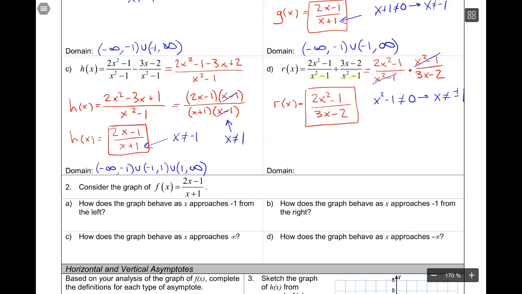This piece right here only equals 0 if 3x minus 2 equals 0. So I need to say, hey, 3x minus 2 also cannot equal 0. That tells me that x cannot equal 2/3. So I have three different values I have to remove from the real number line: -1, +2/3, and +1. That's going to look like this in interval notation.